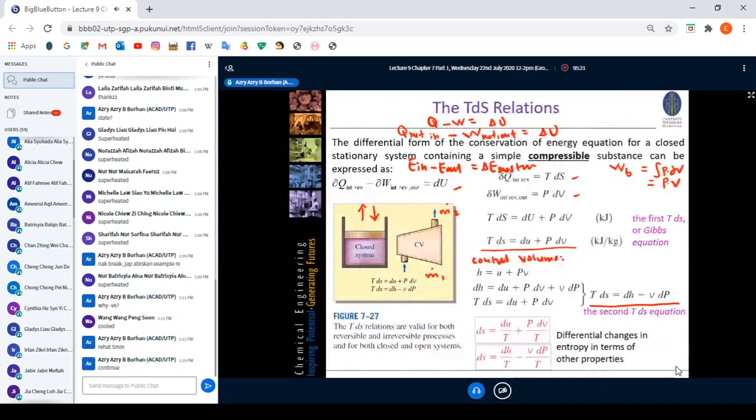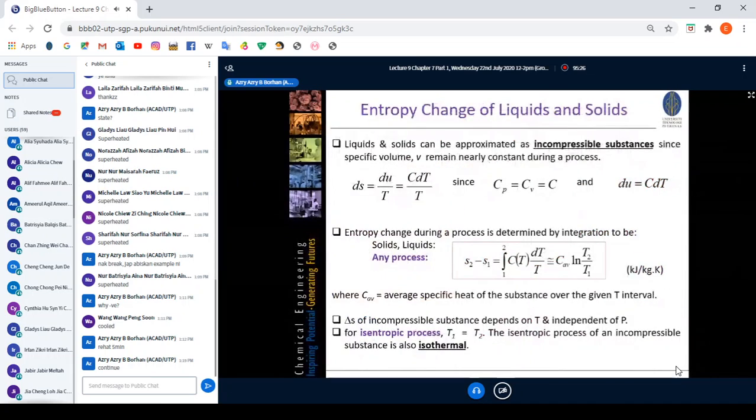Okay, now what happened? Using the first and second TDS, we try to relate with entropy change for incompressible substance. We know for incompressible substance, you have liquid and solid. The other day, remember that when we learned about specific heat for incompressible substance, we can simply express the CP or CV in terms of general C.